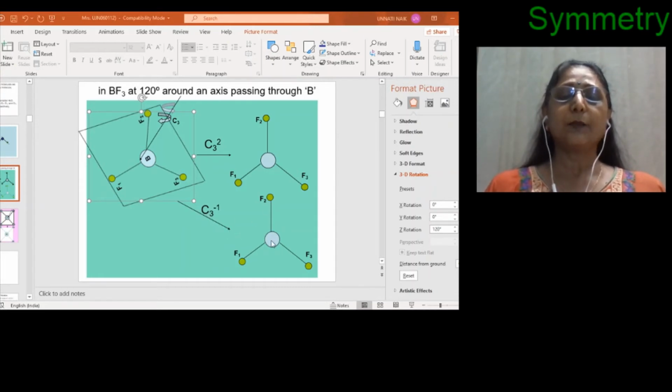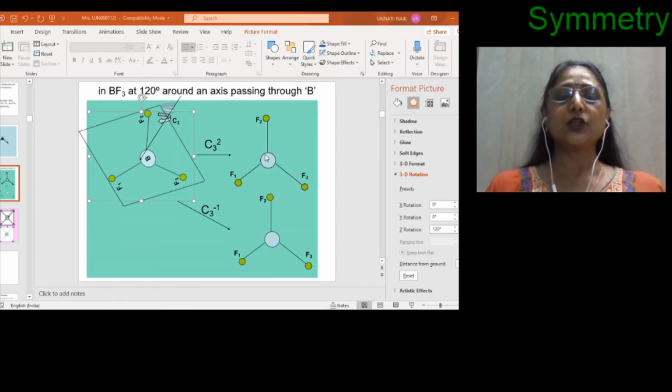Here it is boron, again F2 here because we are getting F2 over here, F3 here because F3 is over here, and F1 we are getting here, so F1 is here. So look at the structure, this one: F1, 2 and 3.